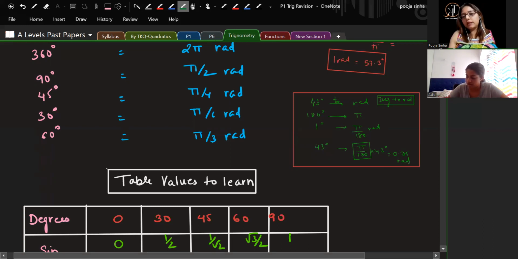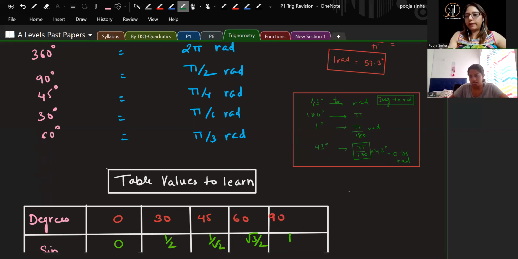0.75 radians, right? So now I can leave my answer in terms of pi, or I can put the value of pi. I can either leave my answer as 43 pi by 180, or I can put the value of pi and get the answer in numbers without any pi. It's my choice, or it depends on the question. Okay? Is it clear till here?